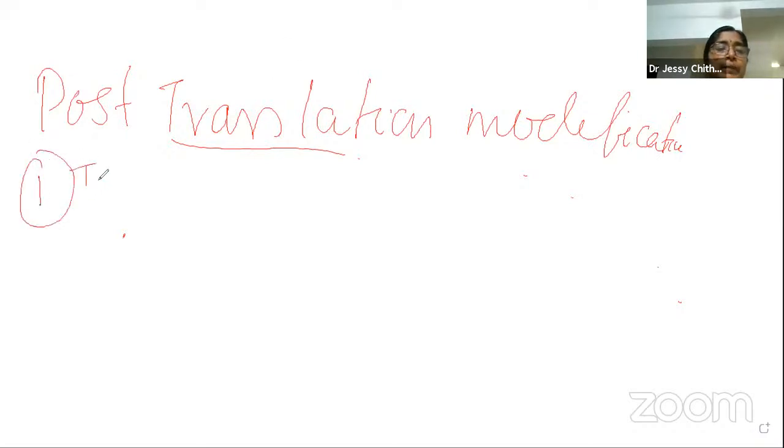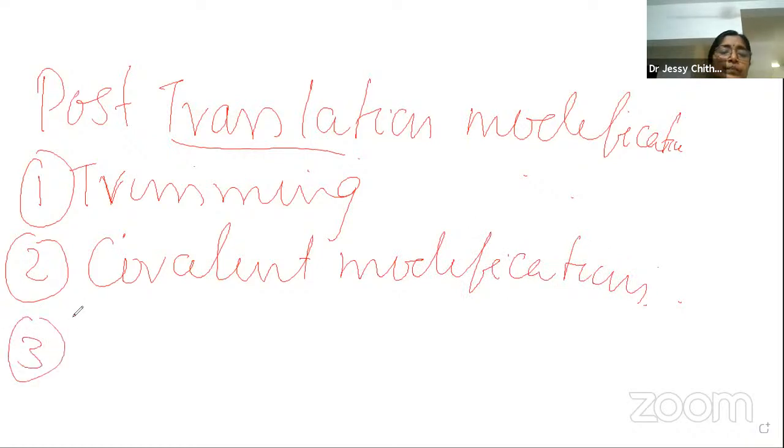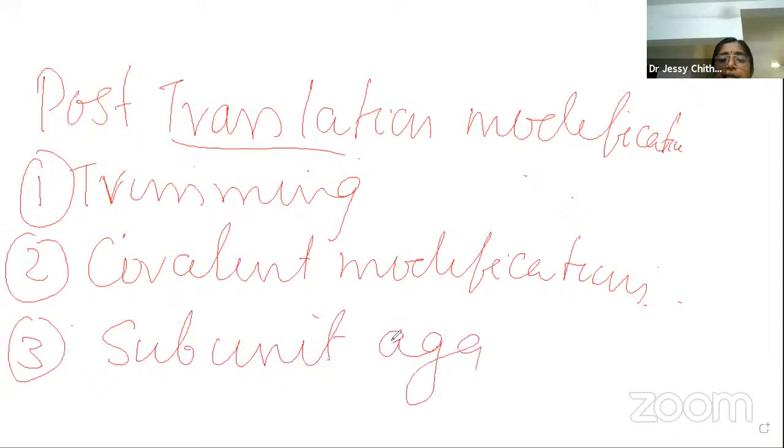one, trimming. Second, covalent modifications. Then subunit aggregation. So these are the three headings coming under post-translational modification: trimming, covalent modification, and subunit aggregation.